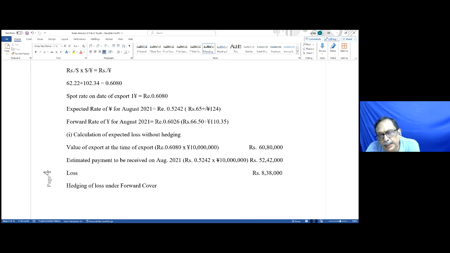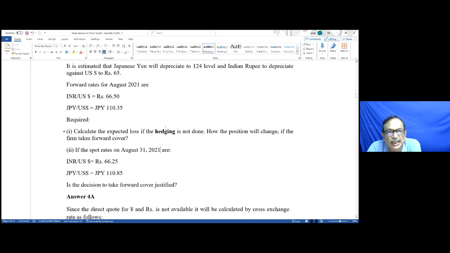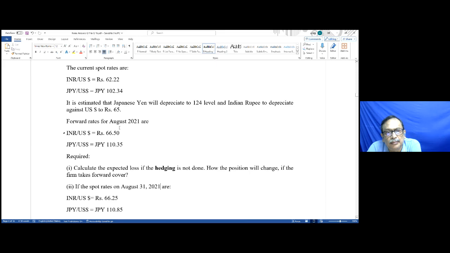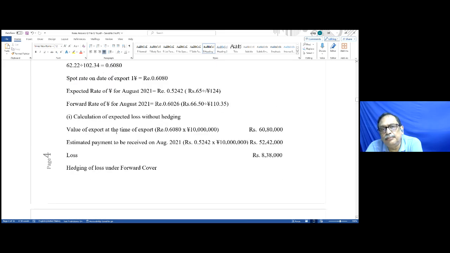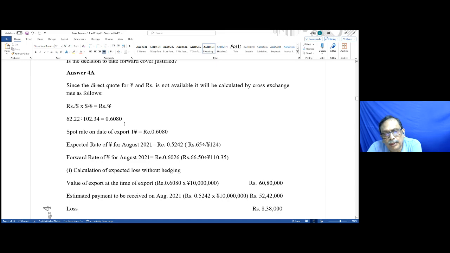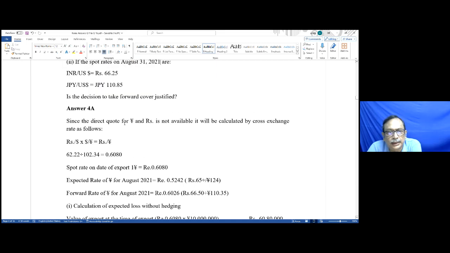Then forward rate of yen for August 2021, that is 66.50 divided by 110.35. That comes to rupee 0.6026. Okay, now we are going to answer the questions.